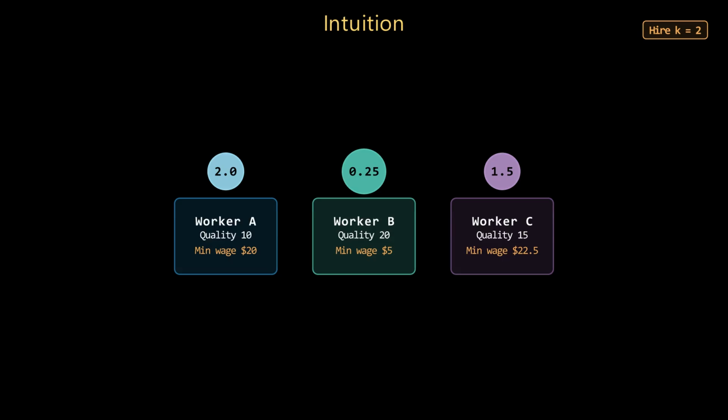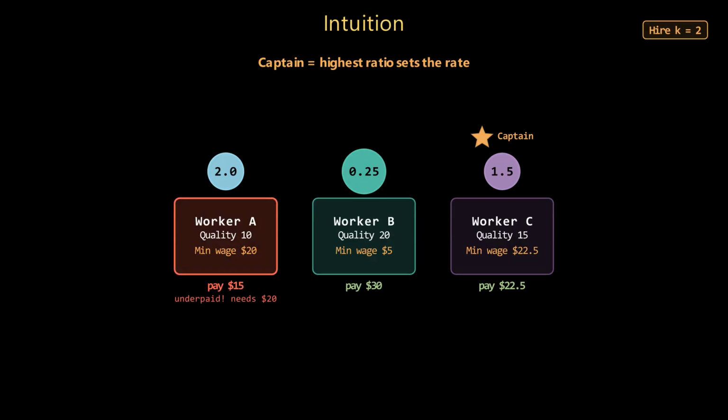Here is the core insight. When we hire a team of workers, the entire team must be paid using the exact same unit rate. So who sets that rate? The worker with the highest ratio in the group becomes the captain. If we instead pick a captain with a lower ratio, like 1.5, anyone demanding a higher rate, such as worker A at 2.0, is immediately underpaid, breaking the rules. The captain's ratio is the master multiplier for the whole team.